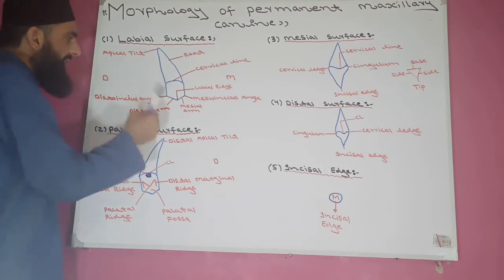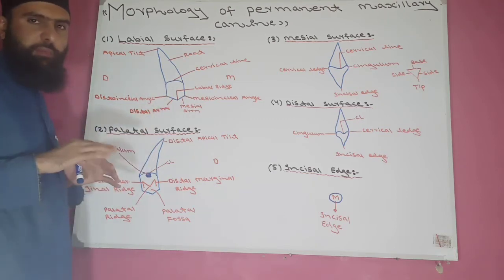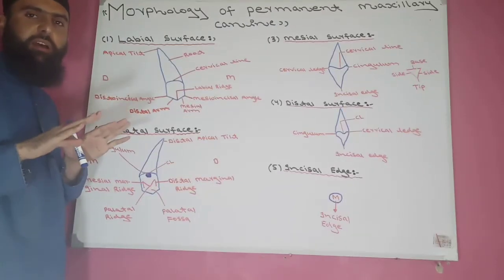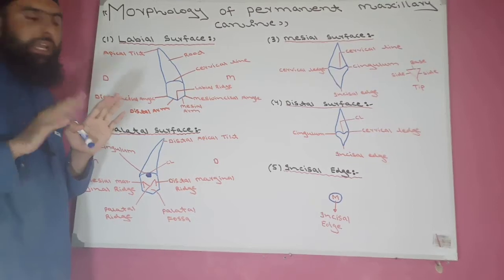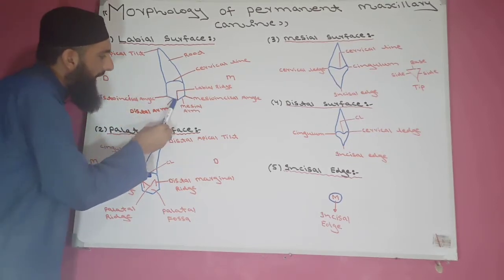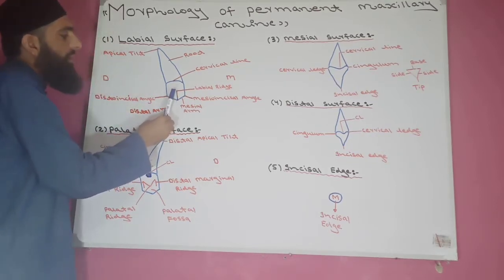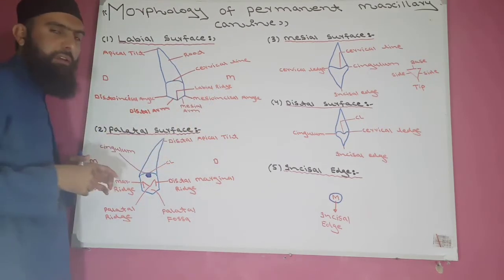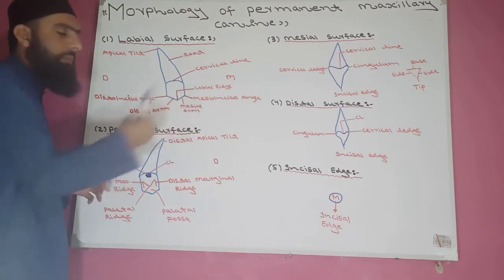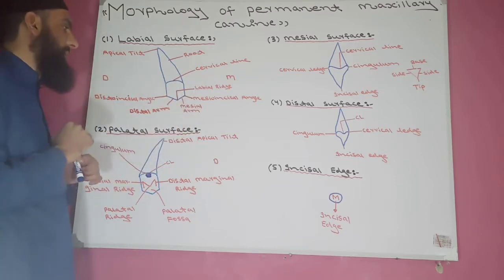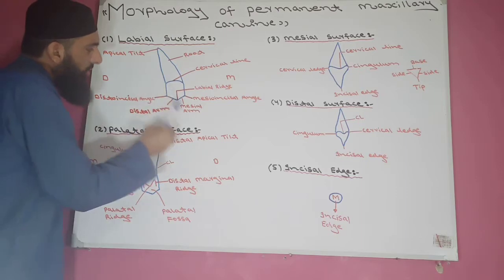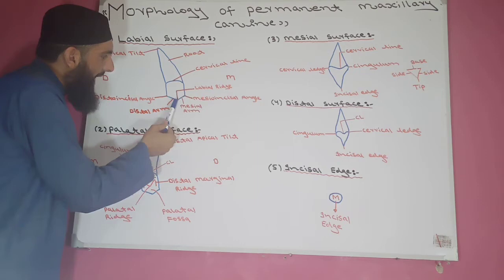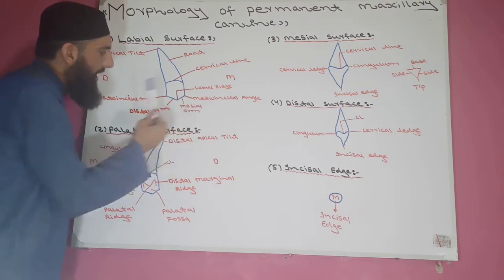Now, the third important structure present on the labial surface is the labial ridge. What is a ridge? A ridge is an elevation. Here, there is a vertical elevation on the labial surface, thereby known as the labial ridge. Why called ridge? Because it is a vertical elevation. Why called labial ridge? Because it is present on the labial surface.